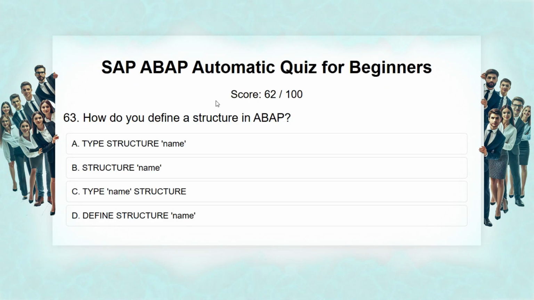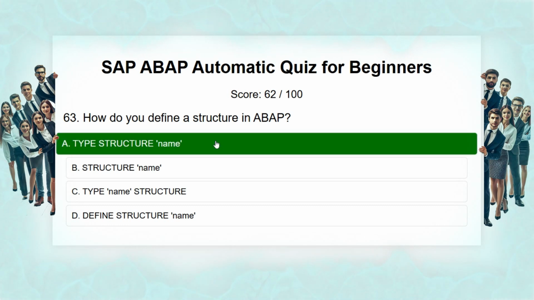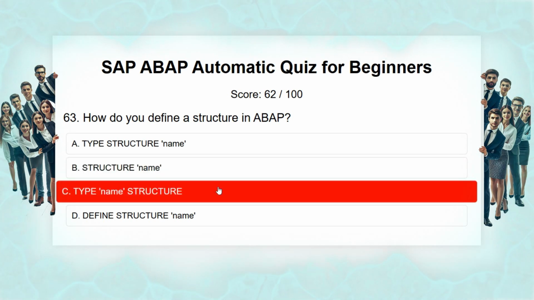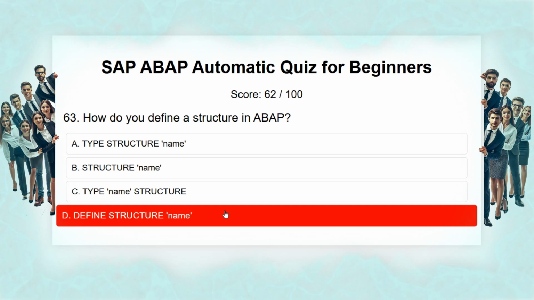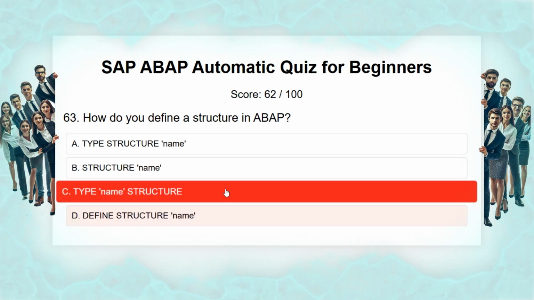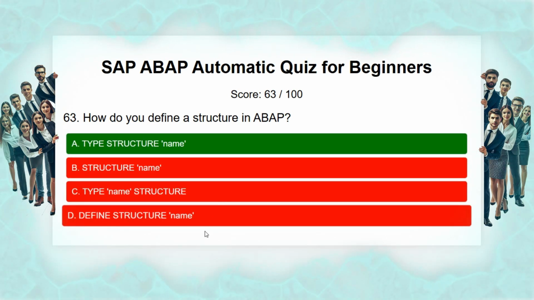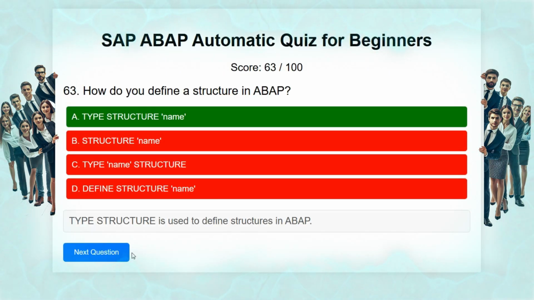63. How do you define a structure in ABAP? A. Type structure name. B. Structure name. C. Type name structure. D. Define structure name. Correct answer. Type structure is used to define structures in ABAP.